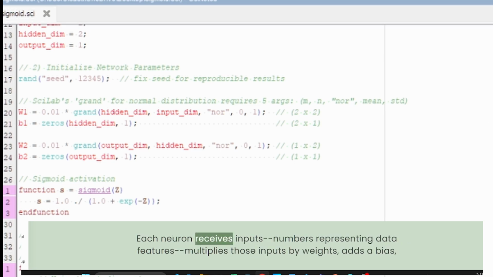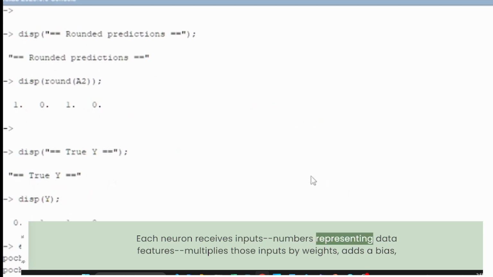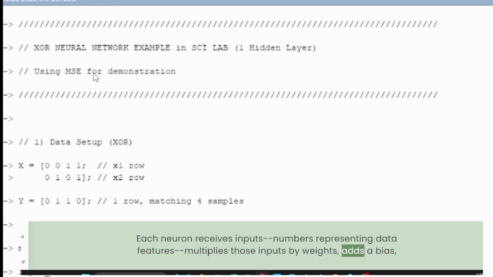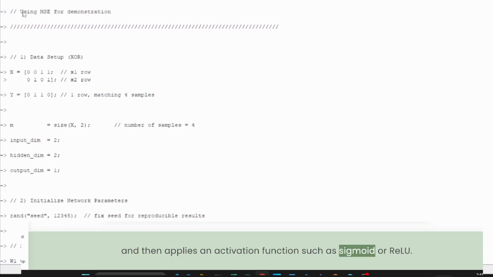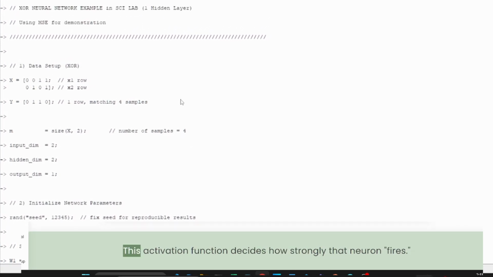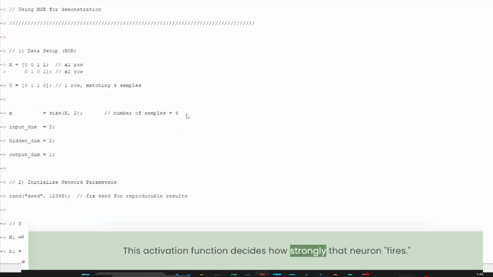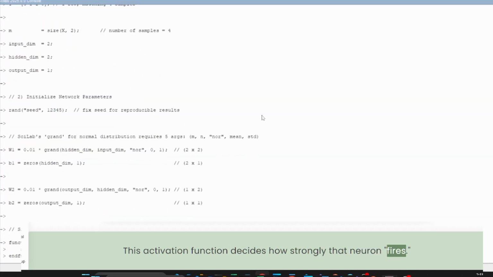Each neuron receives inputs, numbers representing data features, multiplies those inputs by weights, adds a bias, and then applies an activation function such as sigmoid or ReLU. This activation function decides how strongly that neuron fires.